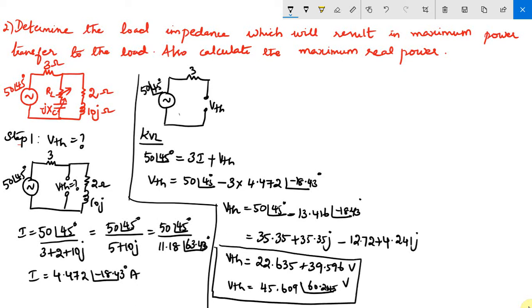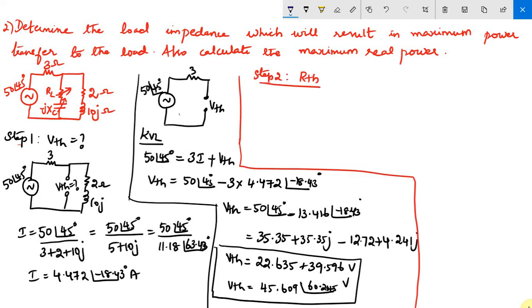Next we need to find step 2, which is RTH. What do we have to do? We should remove our load by open circuiting. At the same time, the source voltage should be short circuited. So redraw your given circuit to find your RTH, short circuiting the source and keeping the other impedances as such, and removing the load by open circuiting. Now what about this 3 and 2 plus 10J? They are said to be parallel because they are connected to the same nodes.